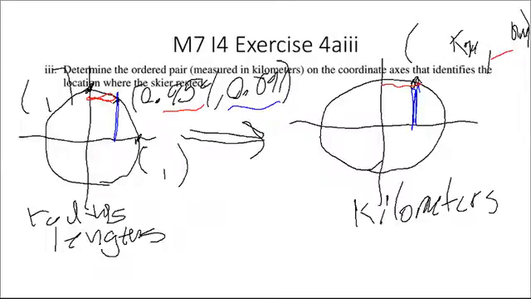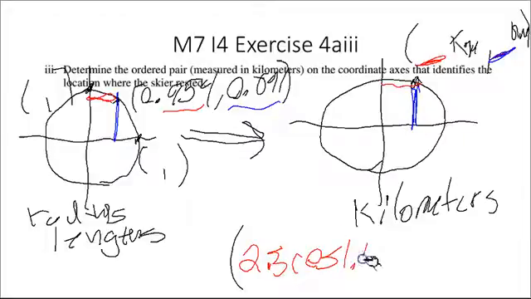To get these values here, we would simply take our values for the skier's distance in radius lengths and multiply them by our radius length. So we would use 2.5 cosine of 1.1 and 2.5 sine of 1.1 radians. We've already done this. That gave us these values here.